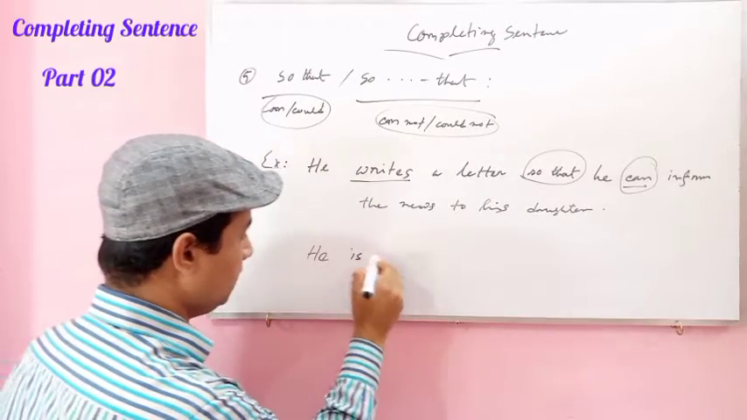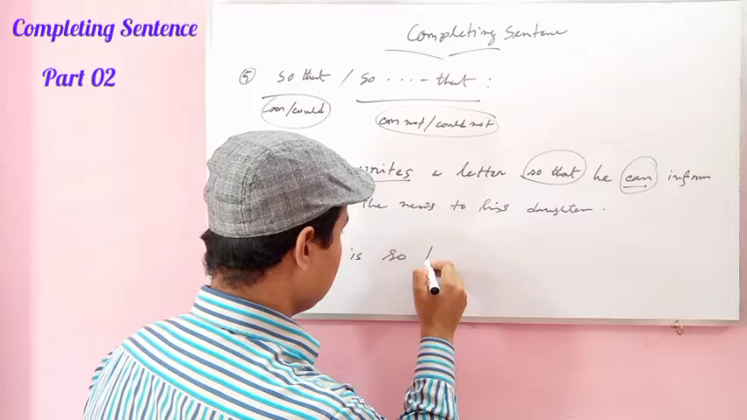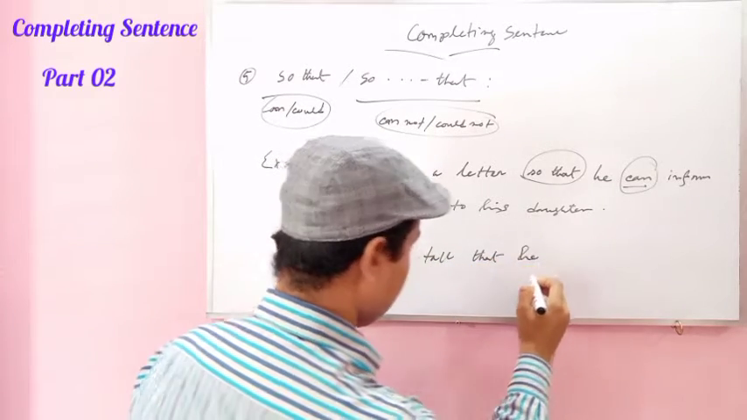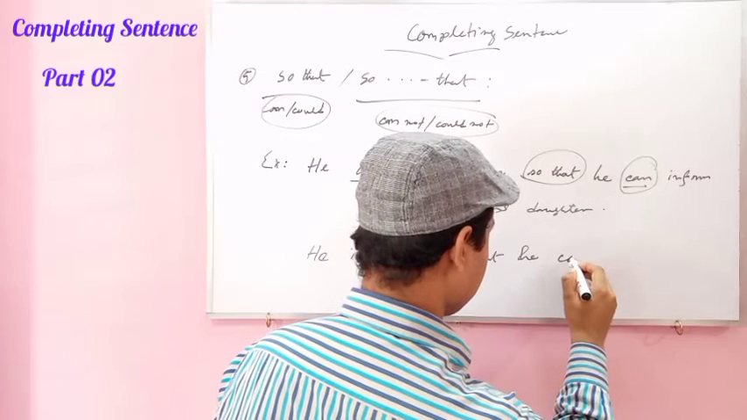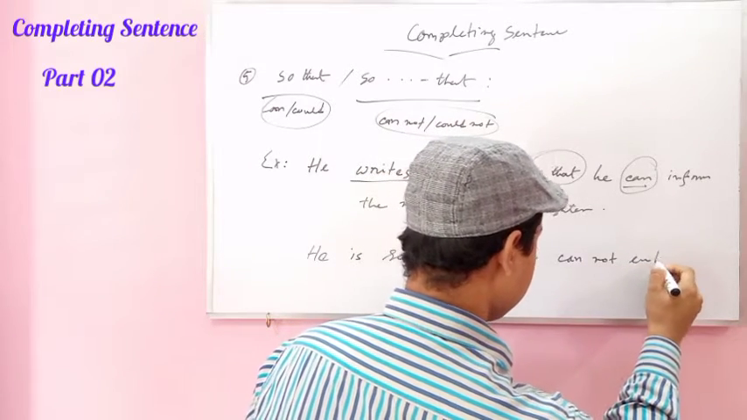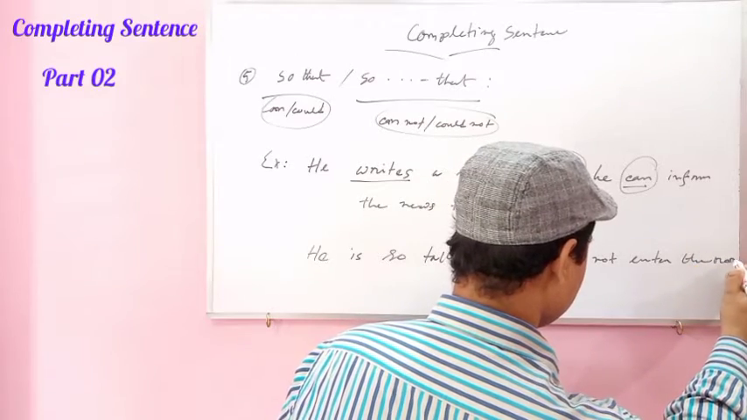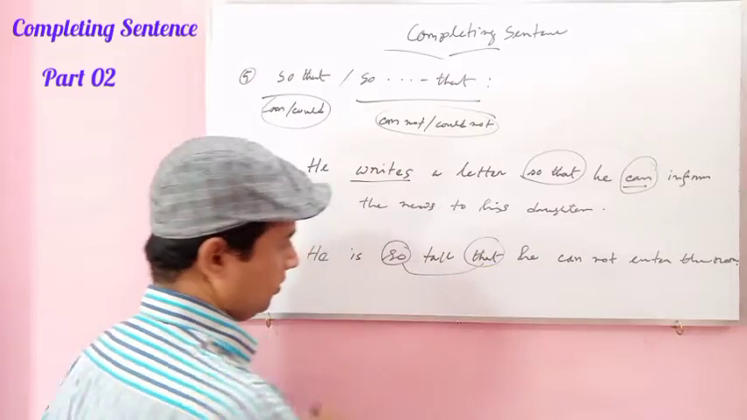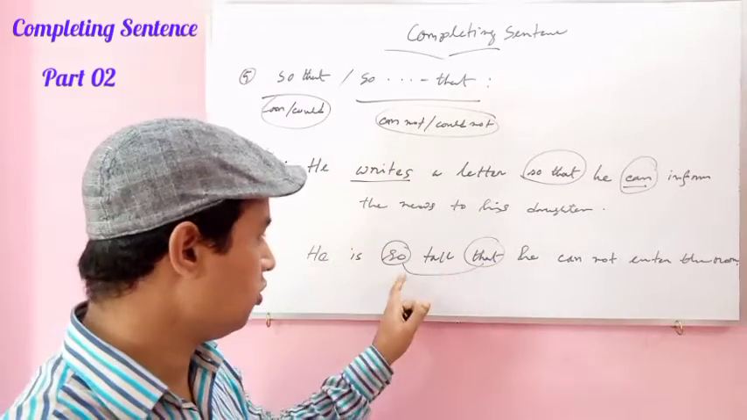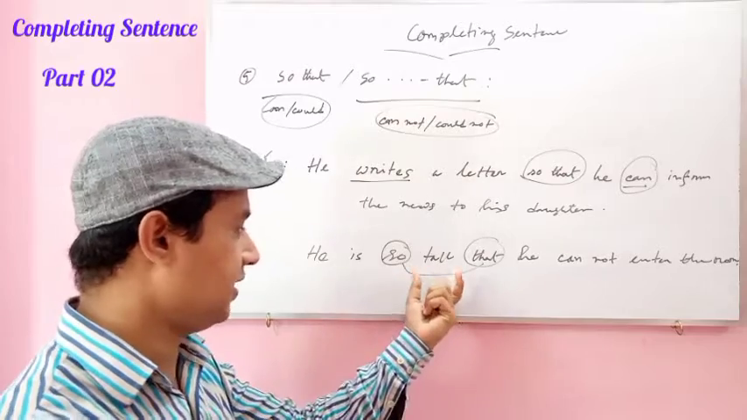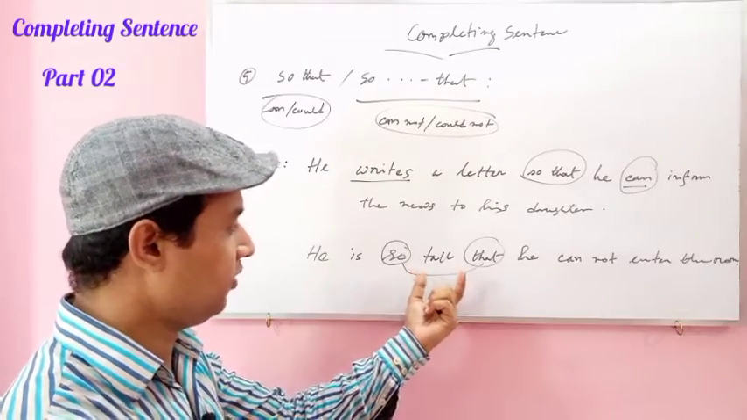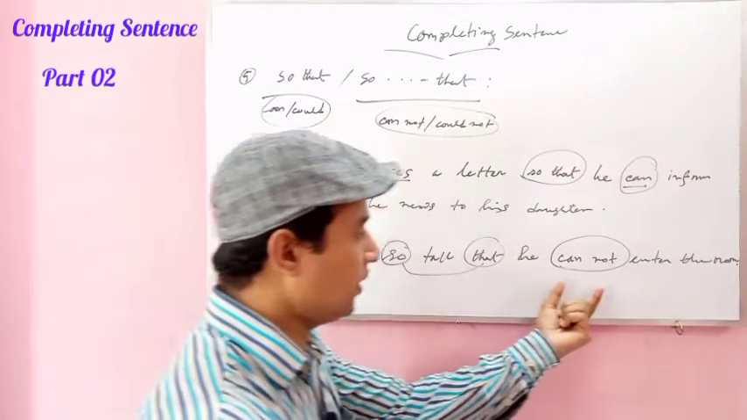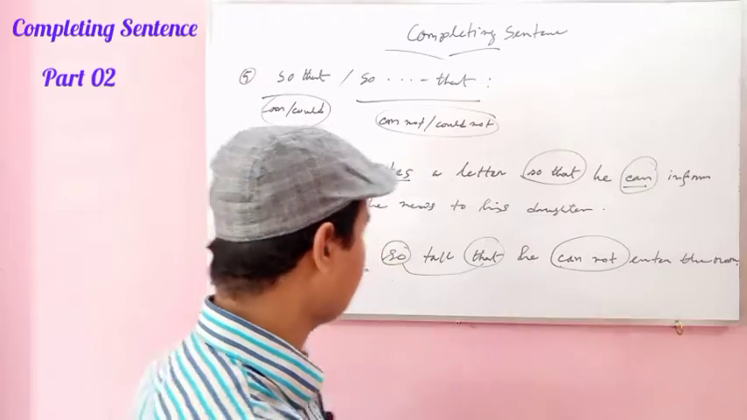Now another example for so...that. He is so tall that he cannot enter the room. When you find so...that, with an adjective in the dots, you must use cannot or could not. When you use was there, you will give cannot or could not. Okay.